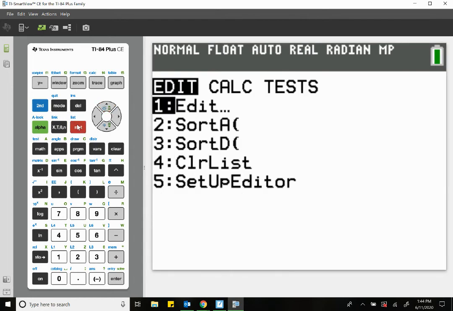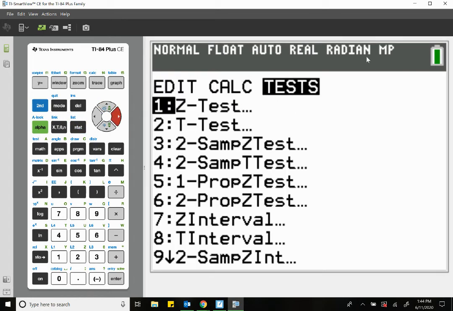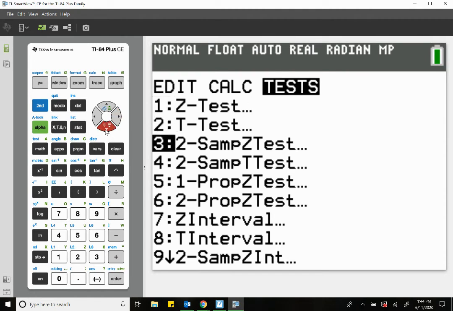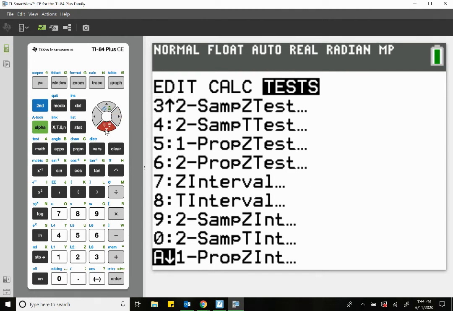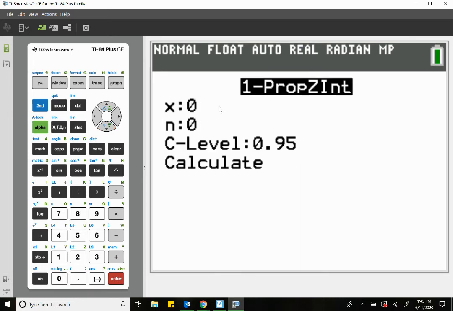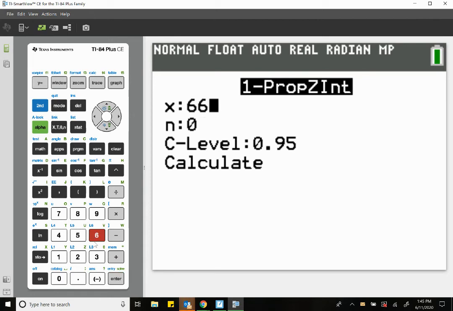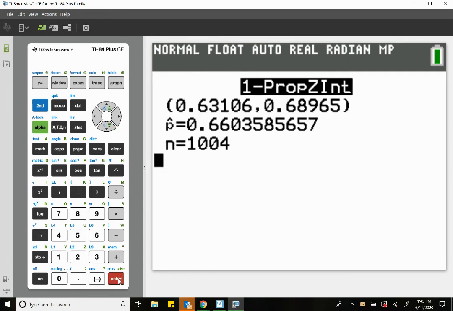So again, go to stat, scroll over to tests, and you've got to scroll down, and you want A, one proportion z interval. Hit enter. Here we go. Number of successes, 663, over number of trials, 1004. We want the interval at 95%. Hit calculate. Boom, there it is. And that matches what we had.